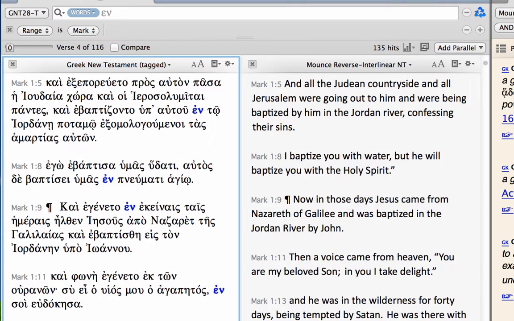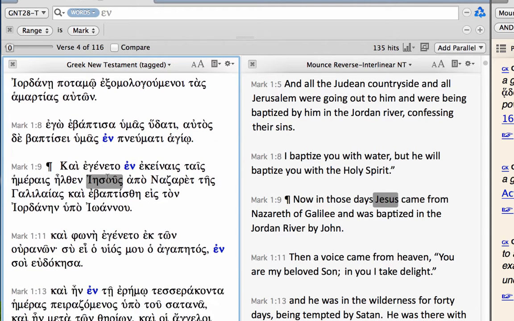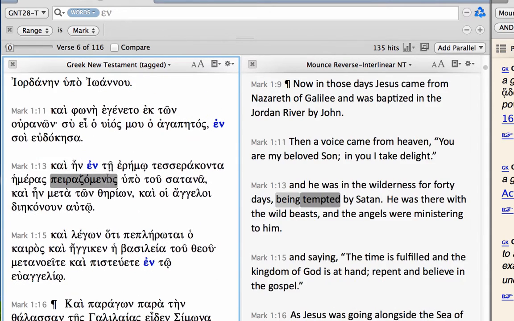And let's see if there's any other fun examples here. Oh yeah, here's Mark 1:8. I baptize you in water, which is the dative case. He will baptize you. Well, how's he going to baptize you? He's going to baptize you in the Holy Spirit or with the Holy Spirit. Well, again, flexibility on how you translate these prepositions. But this is a pretty normal translation to say with the Holy Spirit. That's probably enough.